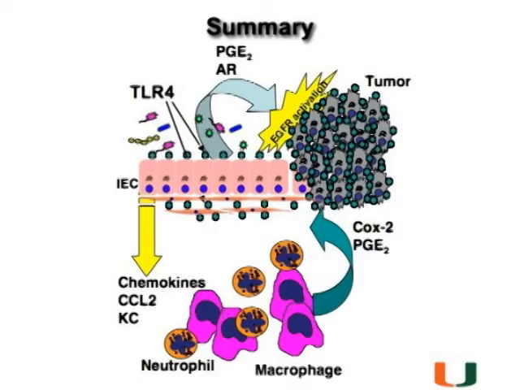But if that interaction does occur, and PAMPs are recognized by TLR4, this results in the production of chemokines. KC would recruit neutrophils, CCL2 would recruit macrophages. So they recruit neutrophils and macrophages. These guys participate in the production of COX-2 and PGE2. This leads to EGFR activation by epithelial cells and promotes the growth of that tumor.